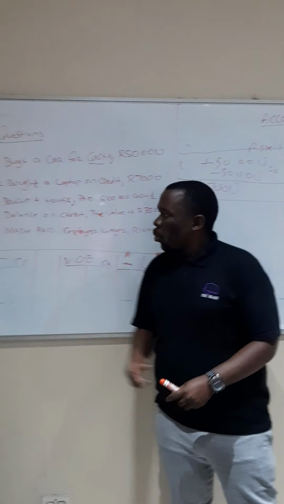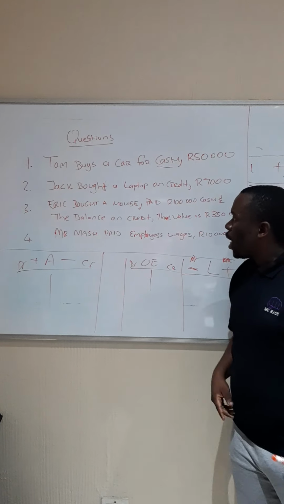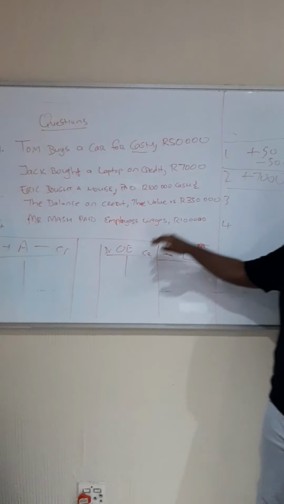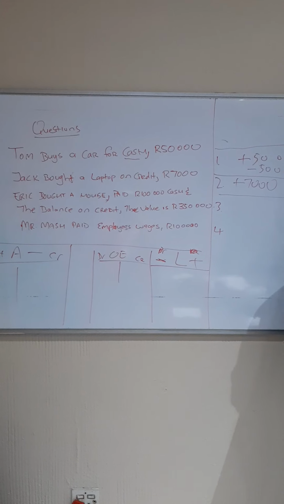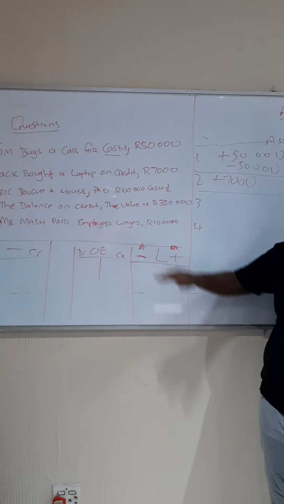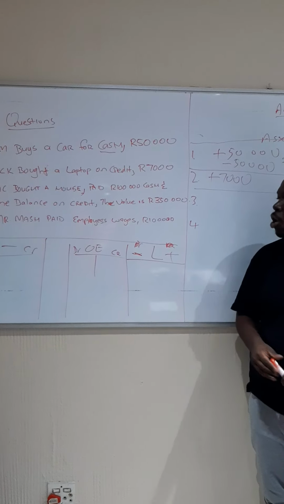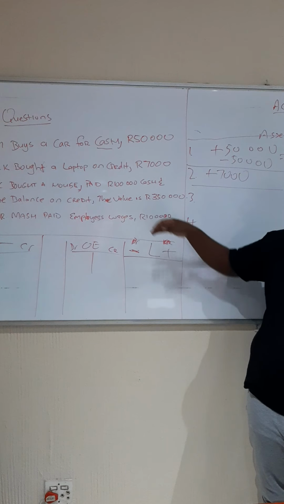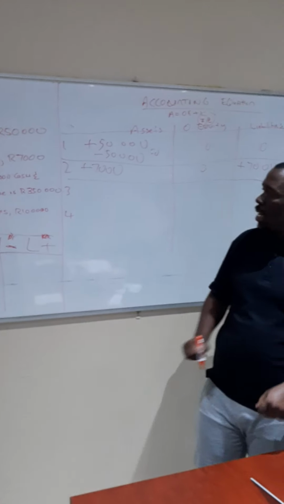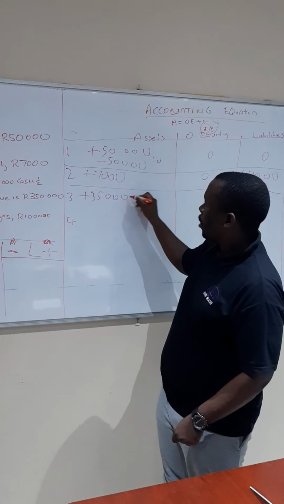And then looking at question number 3. Question number 3 is: Eric bought a house, paid 100,000 Rand cash, and the balance on credit, and the value of the house is 350,000. Now we need to do the maths here: if he paid 100,000 in cash, the balance becomes 250,000, which is what he will take a loan or a bond for. So what is Eric doing? He's acquiring an asset, and the value of the asset is 350,000 Rand.